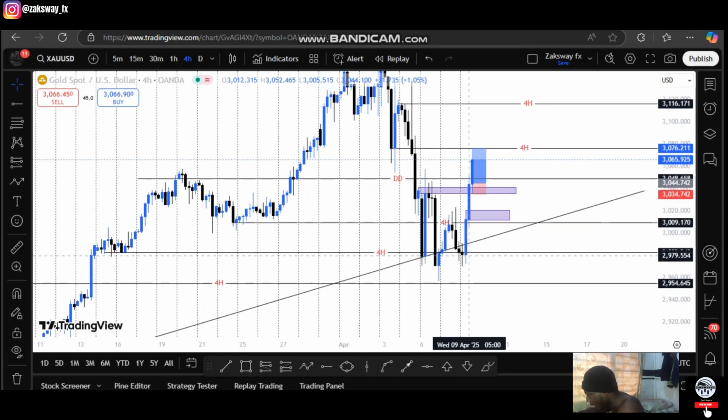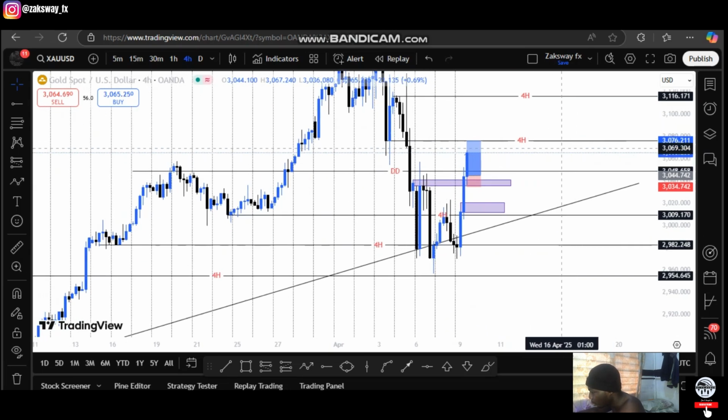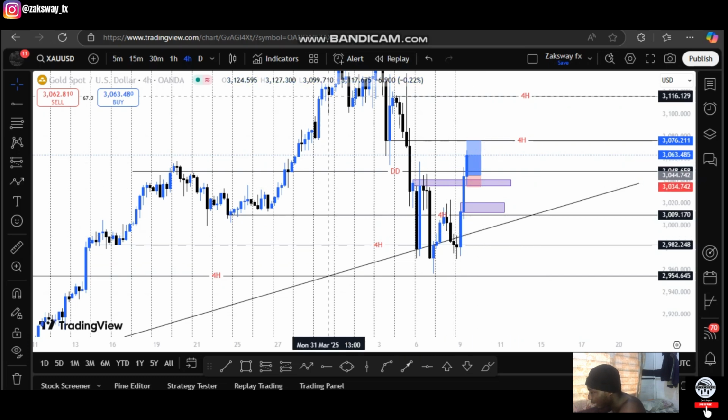This here was my third reaction from this zone, and then I noticed that maybe price is beginning to change from being bearish to bullish. So I just needed to wait for the switch or the change in momentum. So this morning price pushed all the way to the upside. I was expecting price to come all the way down here, but it didn't happen.